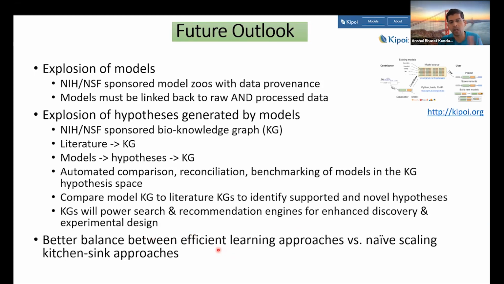And then I think overall, as a community, we should figure out a better balance between efficient learning approaches and naive scaling, kitchen sink models. So that's the few takeaways for the future.